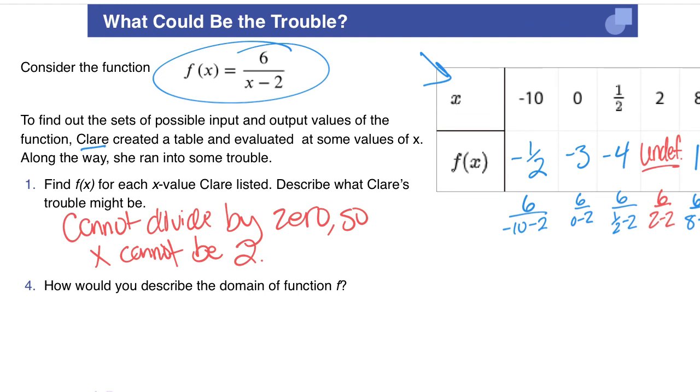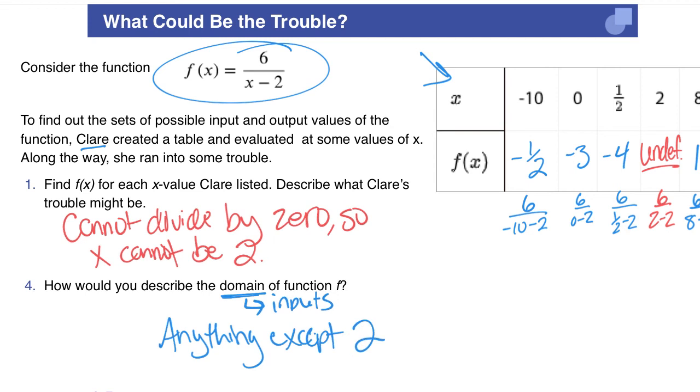Number 4 is saying, how would you describe the domain of function f? Domain is going to be all the possible inputs, so values for x that we can plug into this function. And really it's going to be anything except 2. Because if x is 2, then the denominator is 0. We cannot divide by 0. But as long as x is anything besides that, we can evaluate this function and find an output just fine.